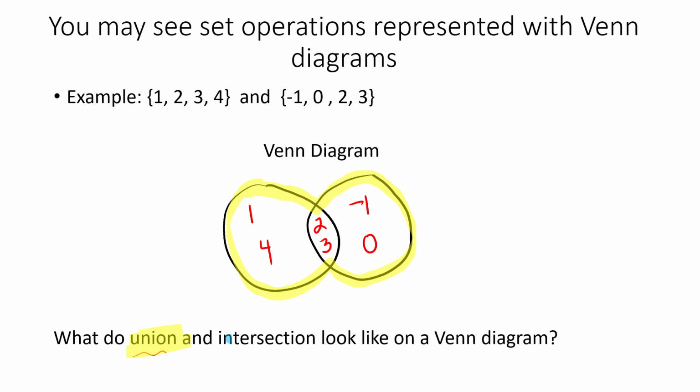The intersection is the region of overlap. So the intersection is just that chunk right there. Okay, and so the union would be the entire thing, and the intersection would just be the region of overlap.